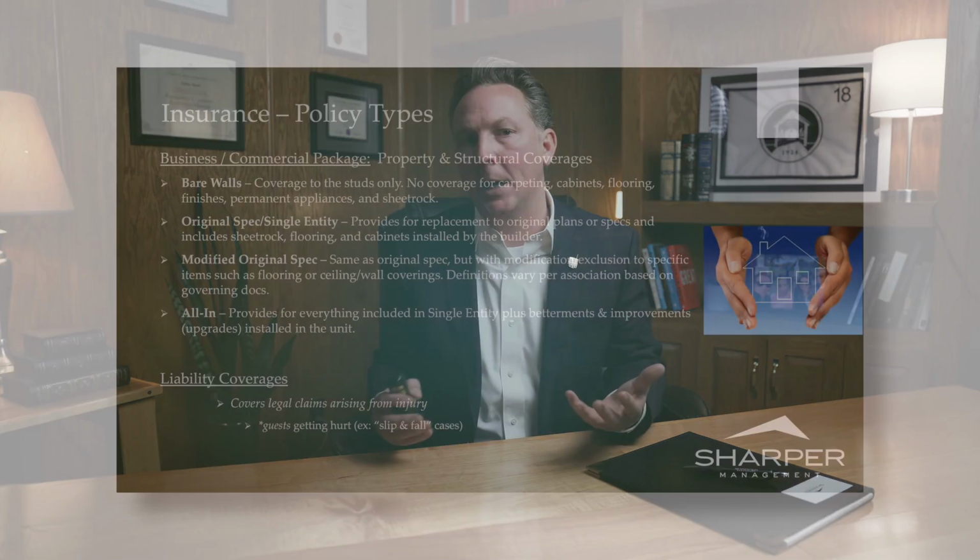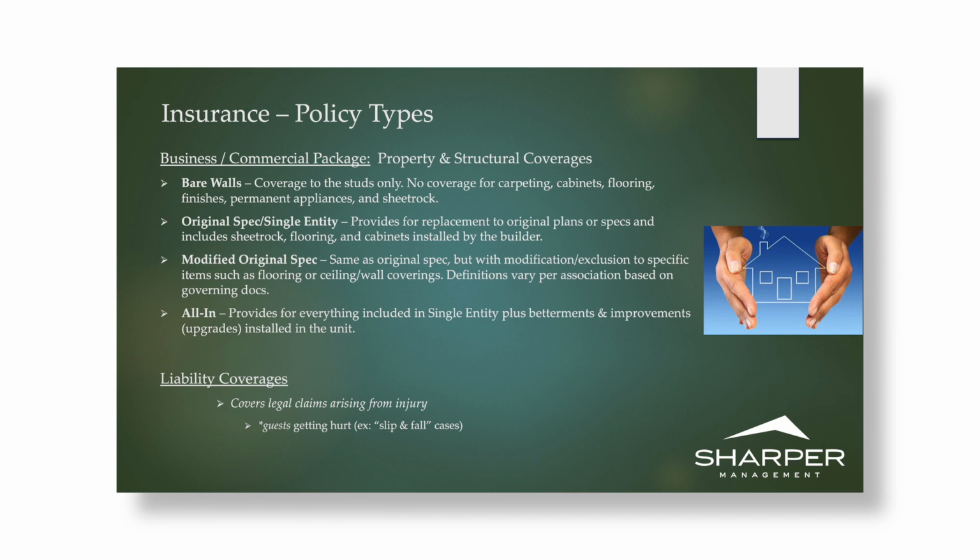The second part of a business policy covers liability. It's the general liability of the association for if there were ever a lawsuit against the association, to protect it from that. So we're going to break down specifically the different types of coverage within the structural coverage. There's really four types of coverage, and again, these terms might vary by carrier, but these are somewhat universal terms.